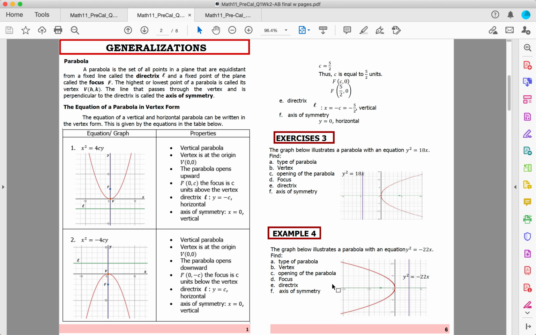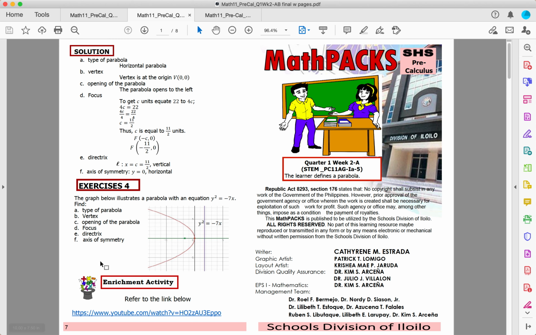For example 4, the same thing. Exercise 4. Okay, for exercise 4, you do the same thing. All right, so this is again a horizontal parabola whose vertex is at the origin. It's opening this time to the left. The focus is generated by solving negative 7 equals 4c. So c is negative 7 fourths. So it's negative, that's why it's facing to the left. So this time the focus is at negative 7 fourths.